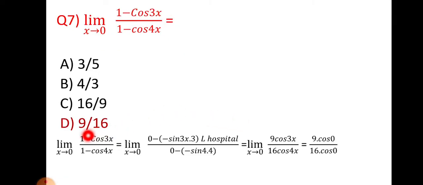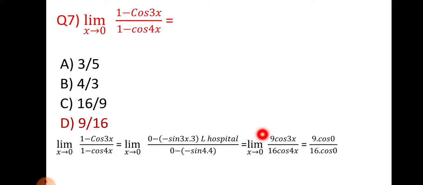So taking the derivative of this numerator, 1 will give us 0, derivative of cos 3x is minus sin 3x dot 3, and derivative of this cos 4x is minus sin 4x dot 4. X is missing in this case. Again we have to use L'Hospital rule.